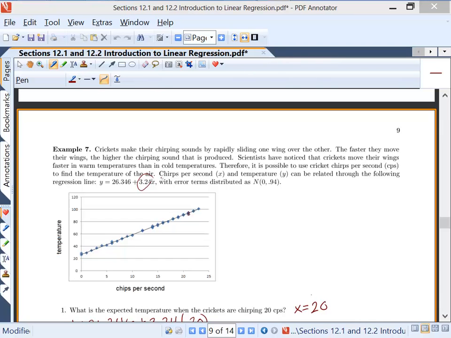We're working on linear regression. We just barely started this example. So we learned that trips per second and temperature can be related through the following regression line: y equals 26.346 plus 3.24x, and the error terms have a normal distribution with a variance of 0.94.